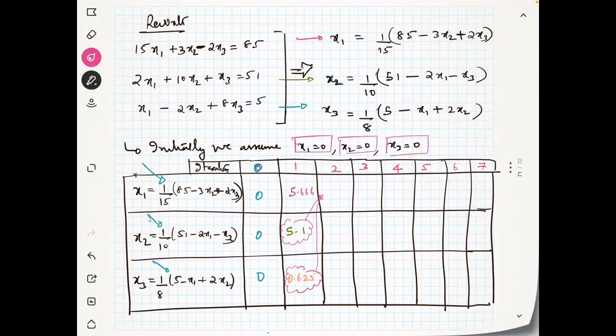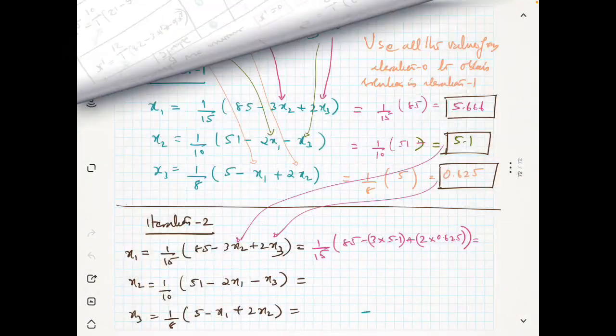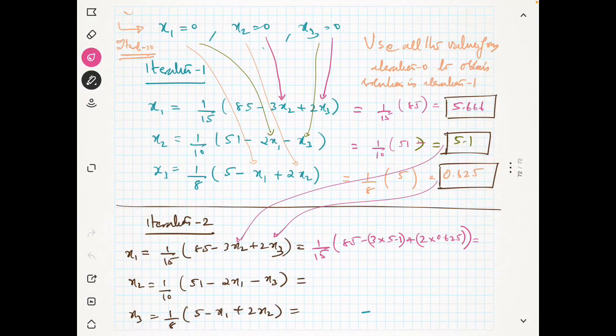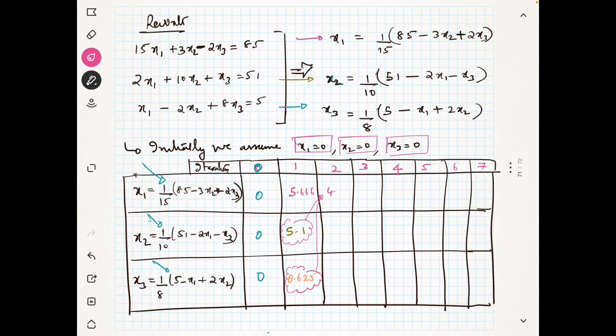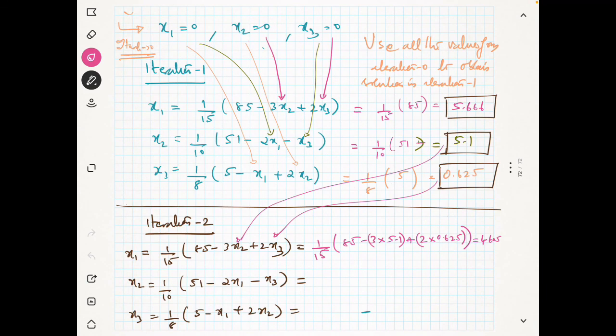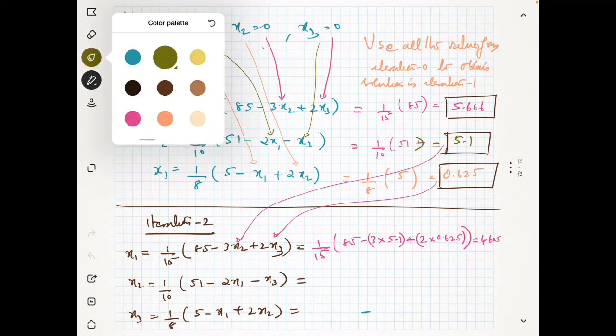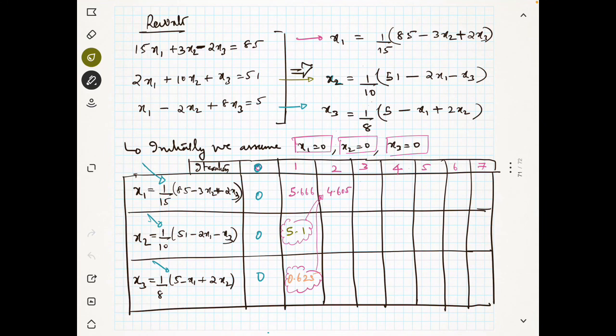So I will get something here. What is my answer? Let me check my answer here. Okay, I will get 4.605. So I will write my answer here, 4.605. That's it. Okay, now I got this. Now I will proceed with the green color.